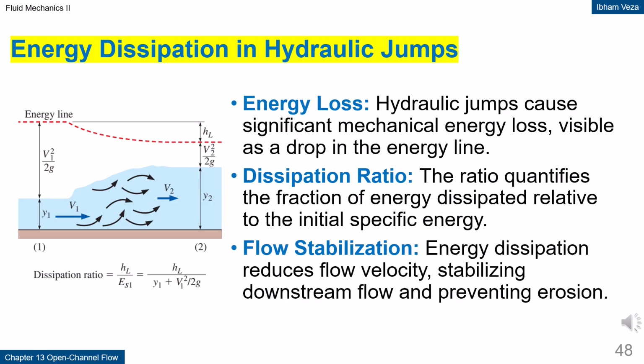Energy dissipation in hydraulic jumps. Hydraulic jumps cause a large loss of mechanical energy in the flow. This loss can be seen as a reduction in specific energy before and after the jump. The dissipation ratio is used to express how much fraction of energy is lost. This process is very important to reduce the downstream flow velocity. As a result, the risk of damage and erosion can be significantly reduced.